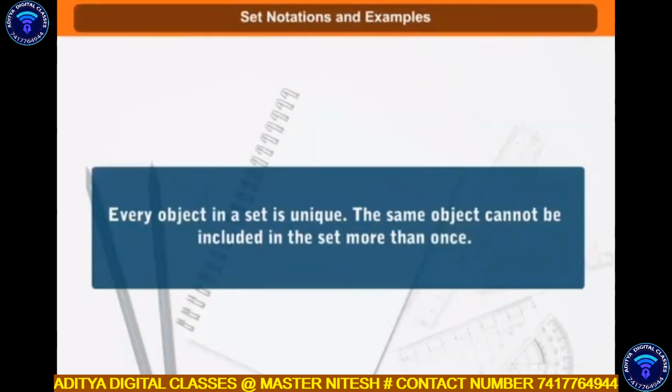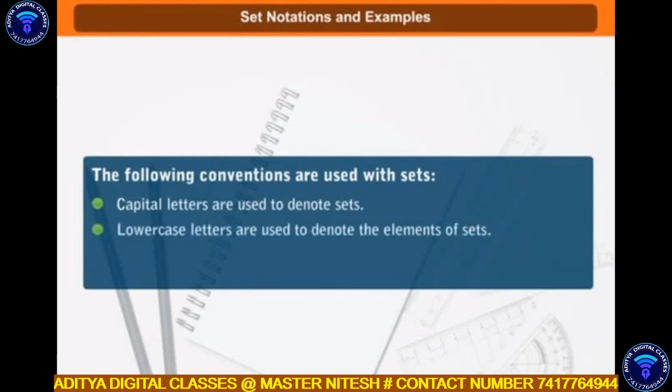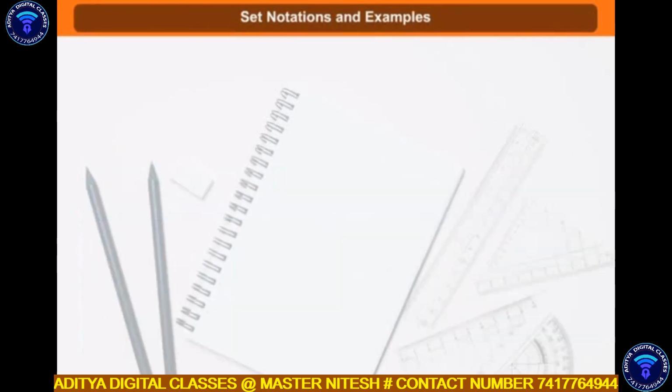Every object in a set is unique. The same object cannot be included in the set more than once. The following conventions are used with sets. Capital letters are used to denote sets. Lowercase letters are used to denote the elements of sets. Curly braces denote a list of elements in a set.